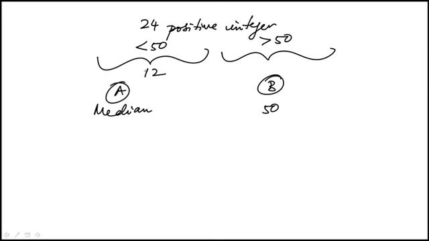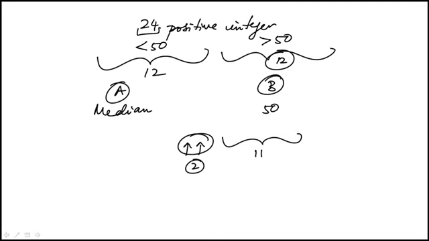So when I have 24 numbers, to find the median, if I take out the middle two numbers, then I'm left with 22, because there's a total of 24. And I split them into 11 and 11. So I'm really looking for the 12th number and the 13th number, which means I need to know the highest value in the set of numbers that's less than 50, and the least number in the set that's greater than 50.